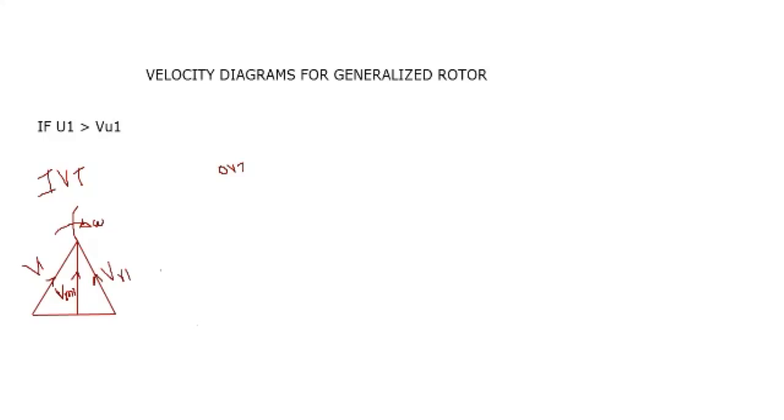From this to this is V1, and from this to this it will be U1. Okay, this is the inlet velocity triangle. This is alpha 1. This will be beta 1. And next, the outlet velocity triangle. This is the inlet velocity triangle, whatever I have drawn, and next is the outlet velocity triangle.